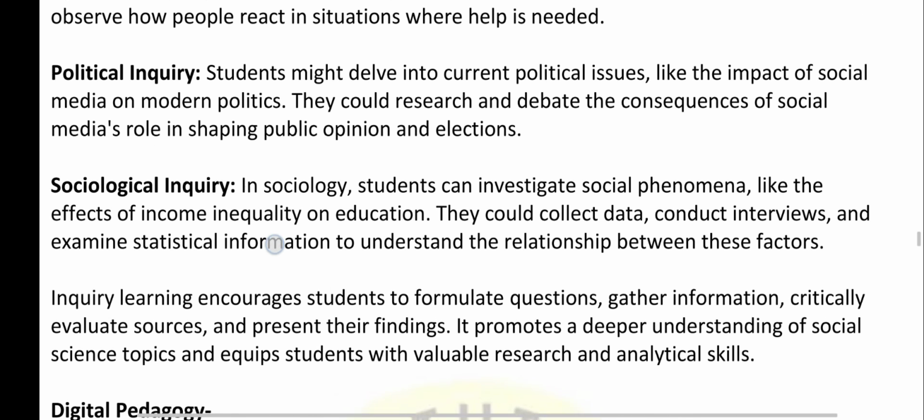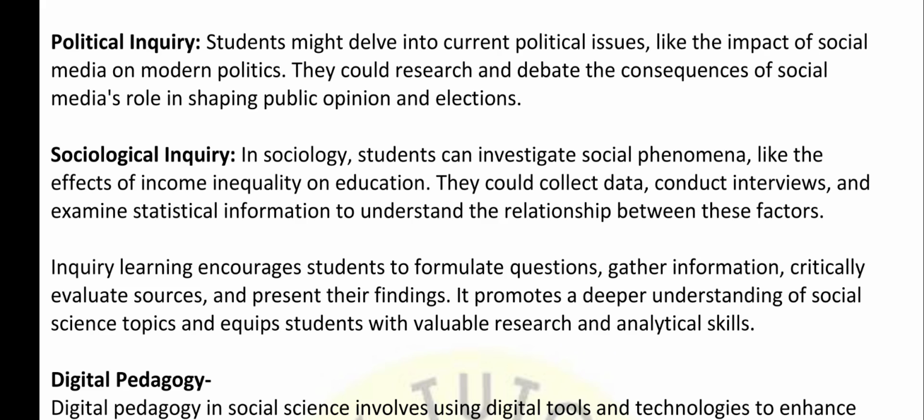All right, now what we have, inquiry learning encourages students to formulate questions, gather information, critically evaluate sources, and present their findings. It promotes a deeper understanding of social science topics and equips students with valuable research and analytical skills. So, as you have seen, the inquiry method or inquiry learning is very important because it gives students access to investigate, to ask questions, and gather information and critically analyze the data they have collected by doing the research or by analyzing the situation or the event.